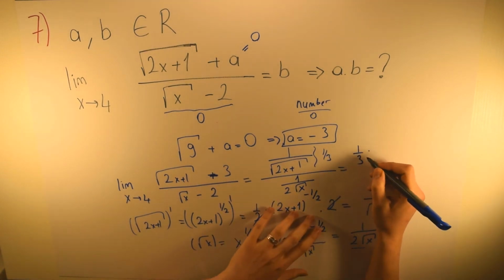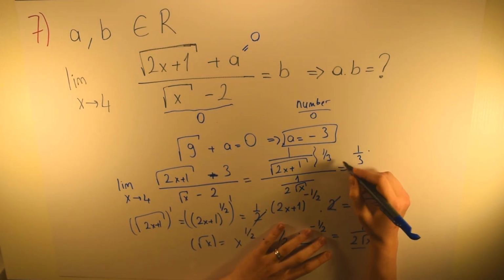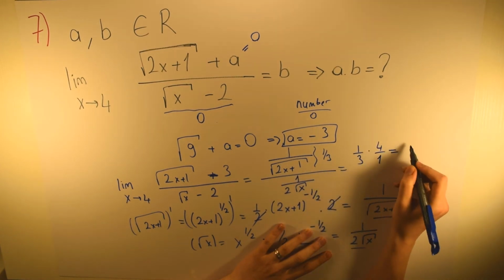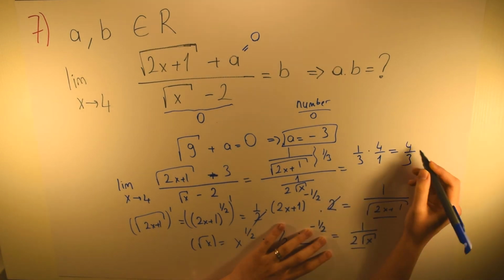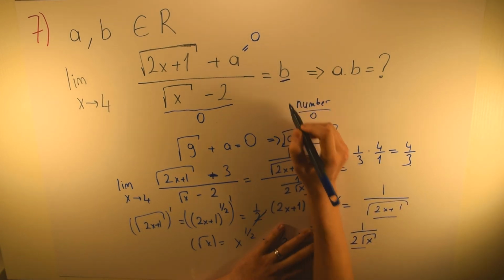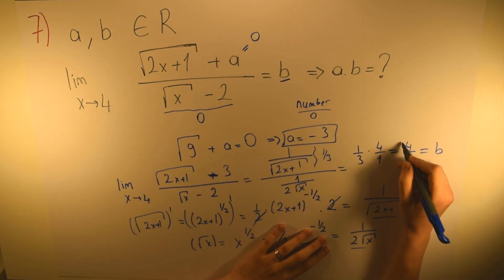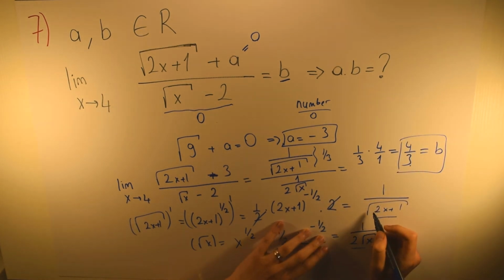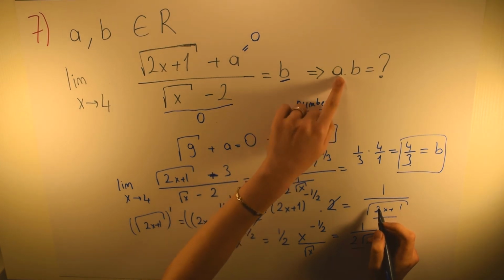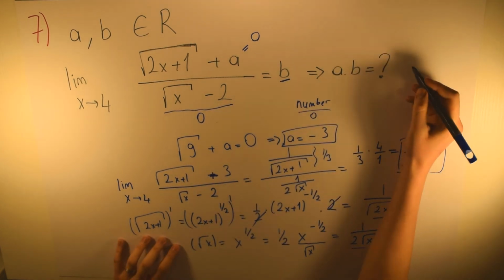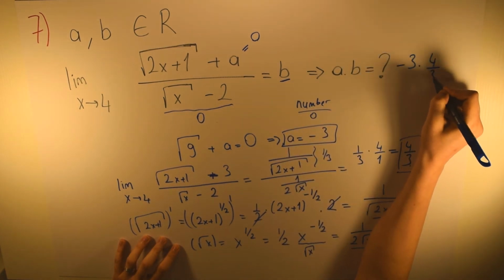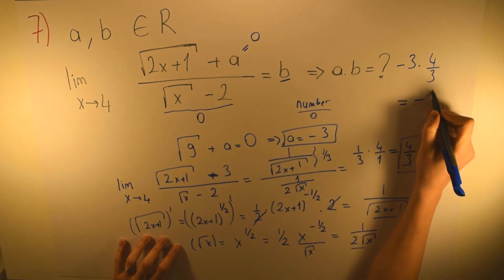So when I divide this numerator by 1 over 4, it will be 4 times 1 over 3, which is equal to 4 over 3. So as you can see, this 4 over 3 is equal to our b. So b is equal to 4 over 3. Okay, so we know the value of a. So what was the question? It was asking a times b, which is equal to minus 3 times 4 over 3. So this is equal to minus 4.